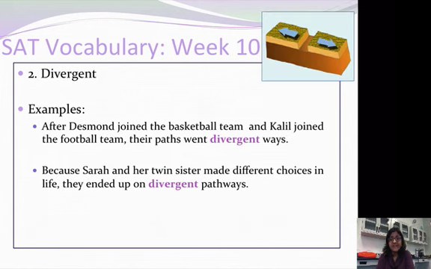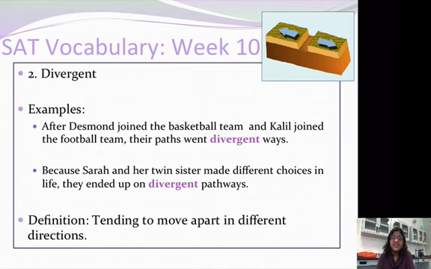The next word is divergent. After Desmond joined the basketball team and Khalil joined the football team, their paths went divergent ways. Because Sarah and her twin sister made different choices in life, they ended up on divergent pathways. Write down your guess for the word divergent based on this context, and, when you're ready, copy the following definition. Pause the video if you need to. Divergent means tending to move apart in different directions. Once you've copied the definition, pause the video to write your own original sentence.